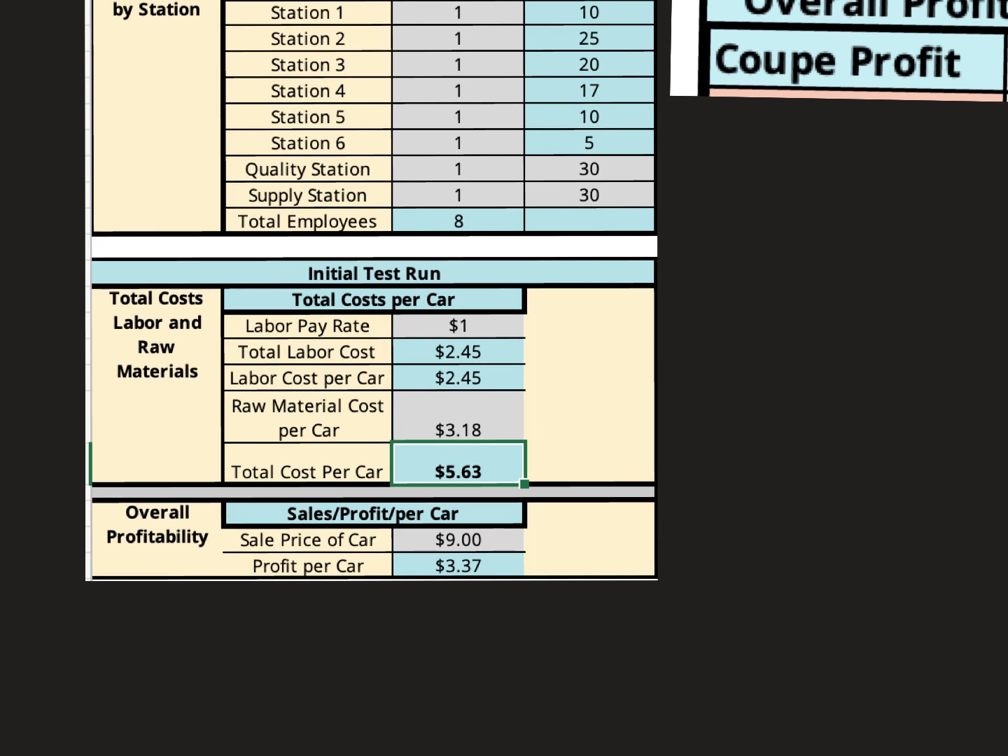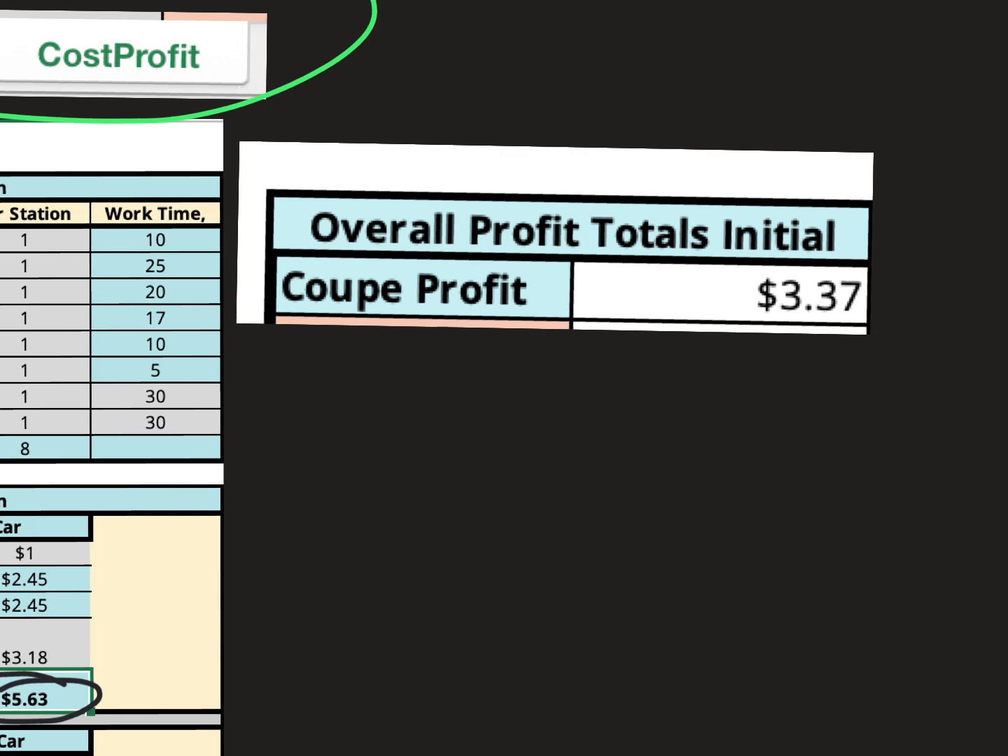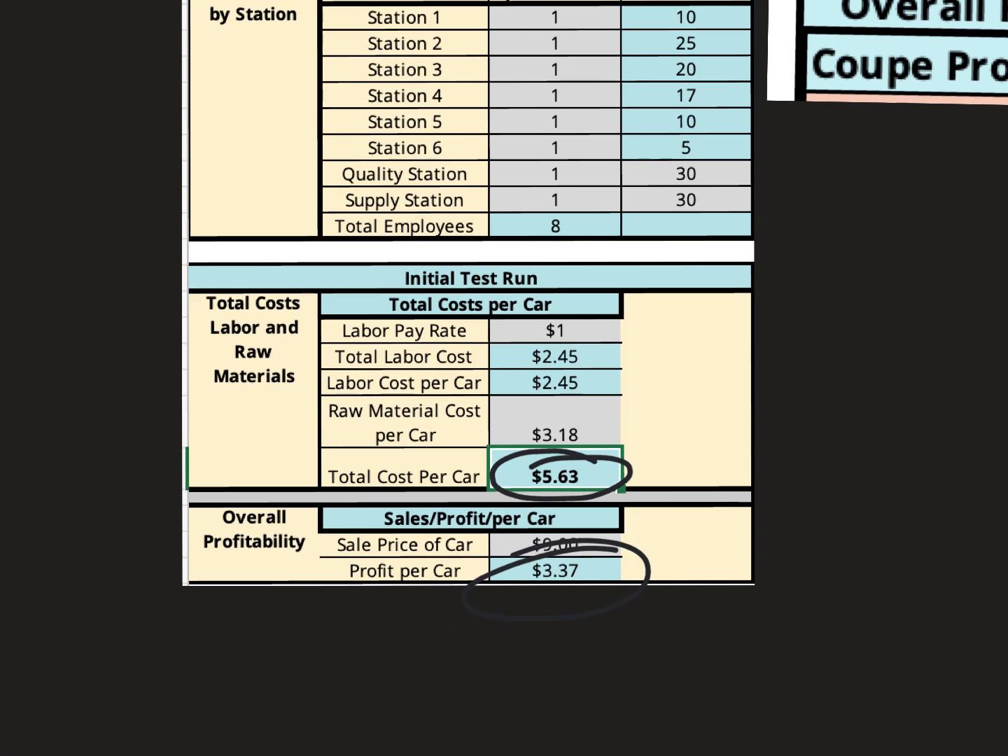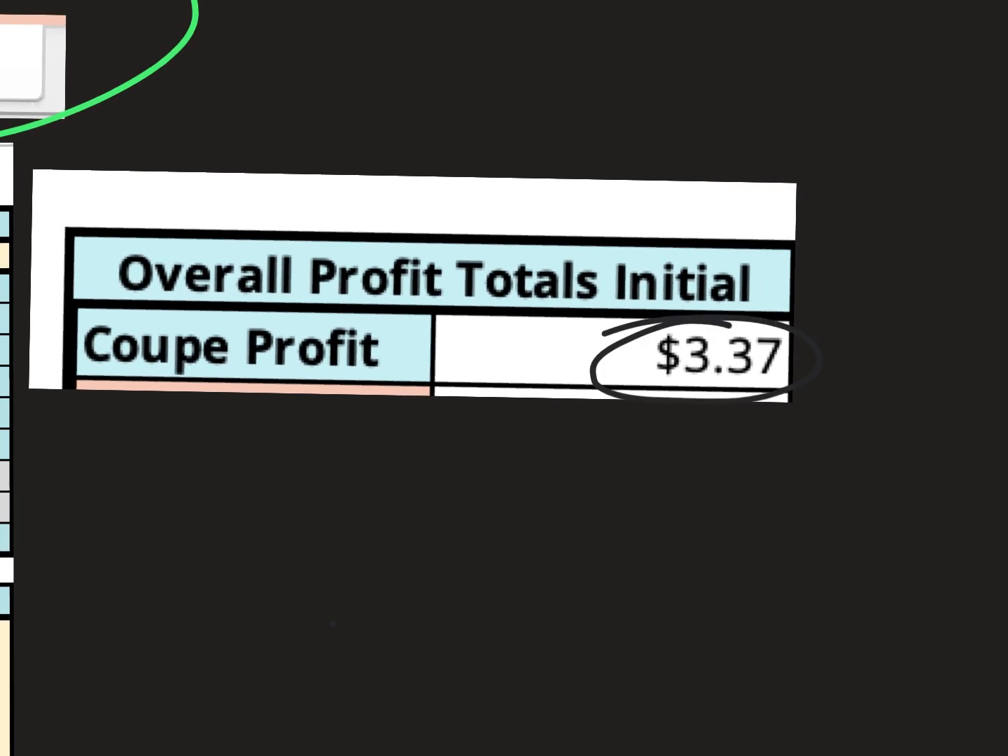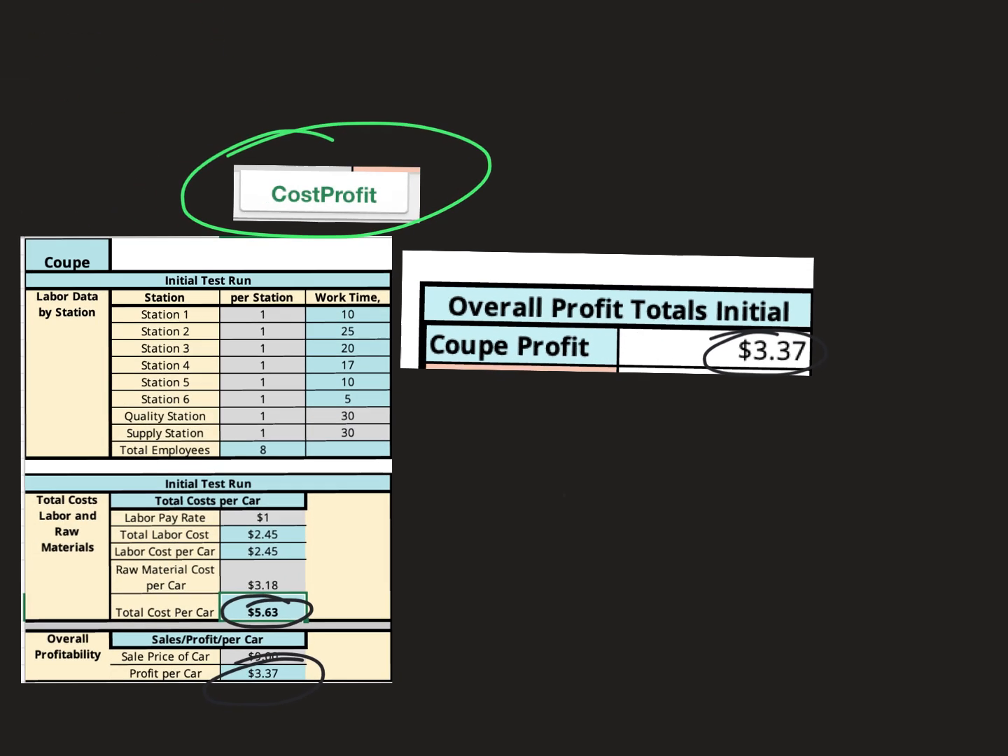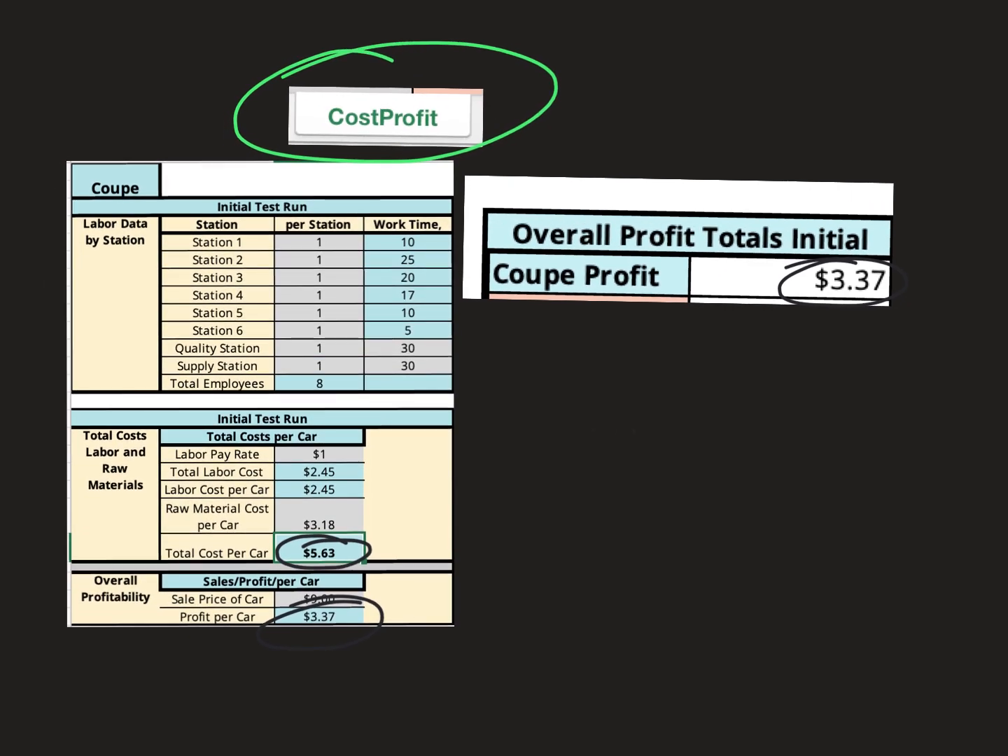Then that total cost per car is subtracted from the sales price of the car, which then gives the profit for each car. And then you'll see there's a box over to the side that multiplies the profit per car times the number of cars that were built, which is again why we only have $3.37 for profit, because we only built one car in the example we're providing.